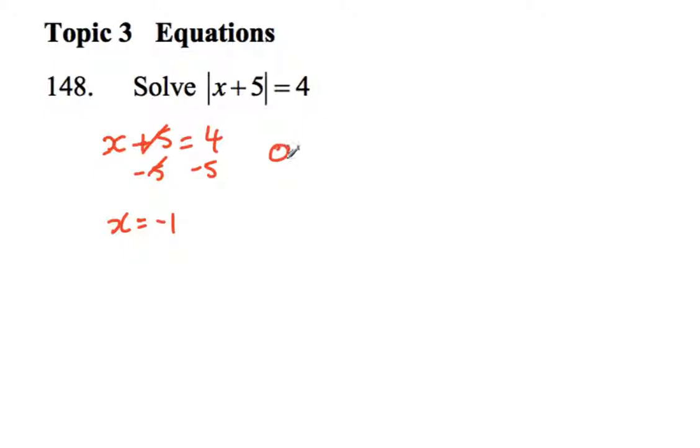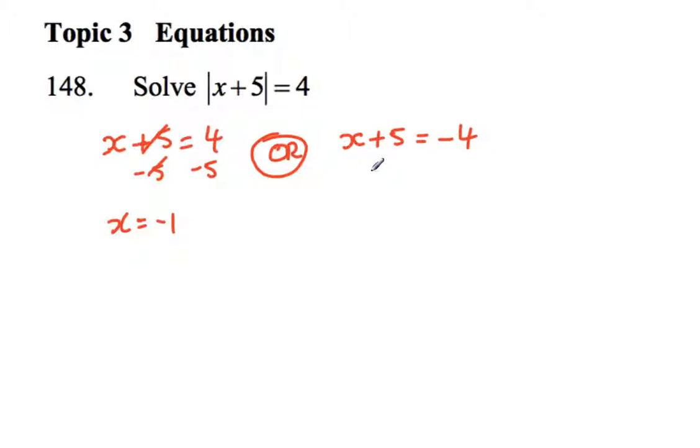Now we'll have a big OR here. To take into account the scenario where the contents of the absolute value signs was negative but turned into a positive, this is the way we set it up. We set it up with x plus 5 equaling the opposite value of the right hand side. That's how we take into account the absolute value signs making a difference. We put a minus on the opposite side there.